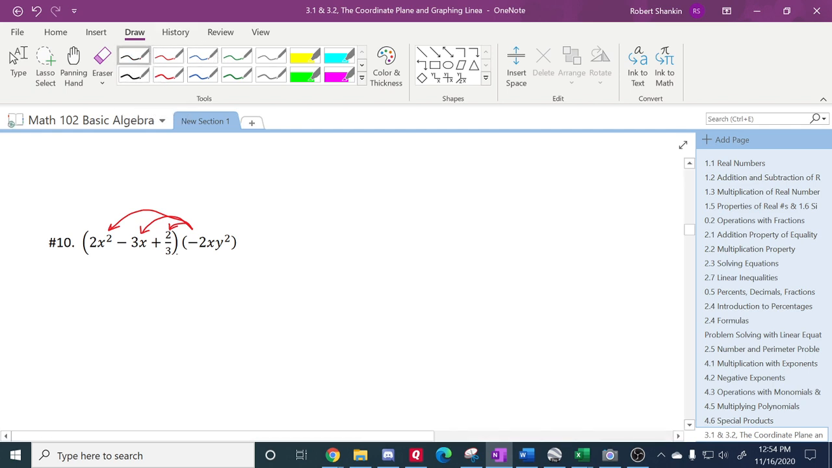Does anybody remember the full name for the distributive property? It's a distributive property of something, and it keeps going. Anybody?